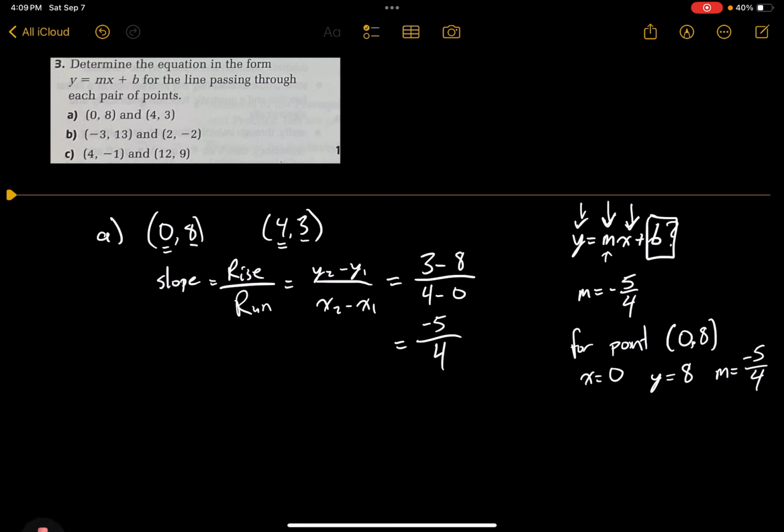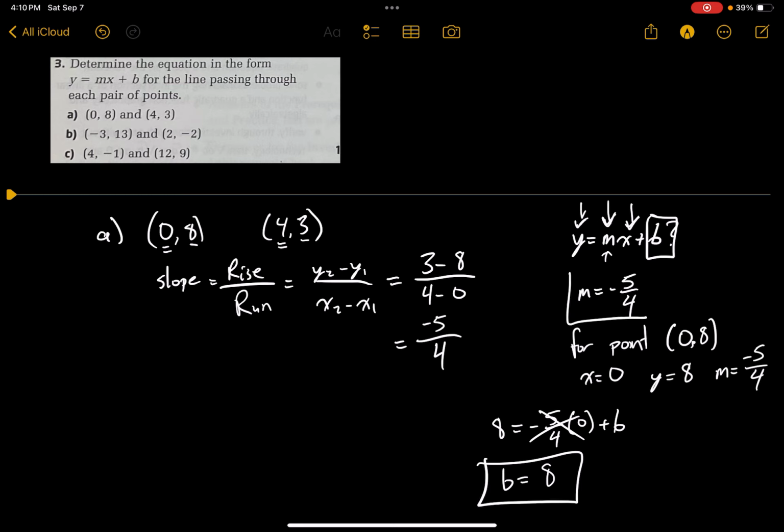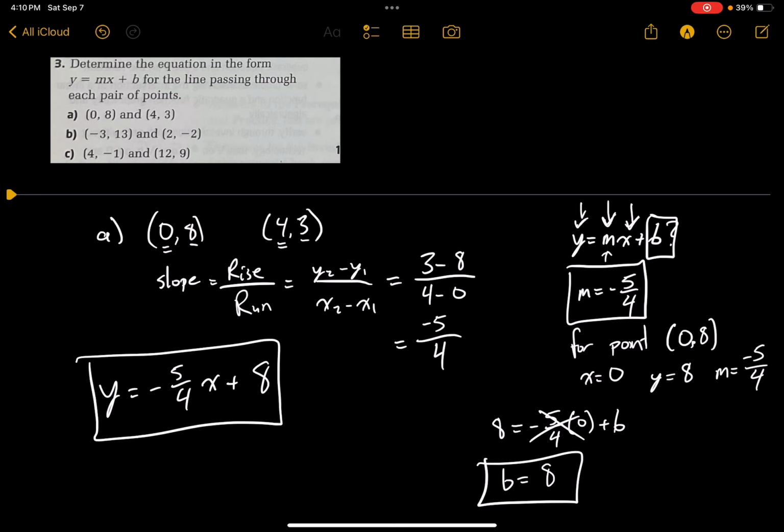So how do we do that? We say y is 8 equals negative 5 over 4 times x, which is 0, plus b. When this is multiplied by 0 it is actually 0, so b actually equals 8. So we have the equation of the line, we have b, we have m, so y equals negative 5 over 4 x plus 8. And that's the equation of our line.